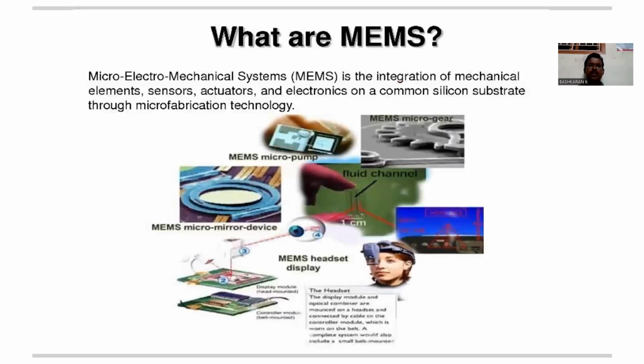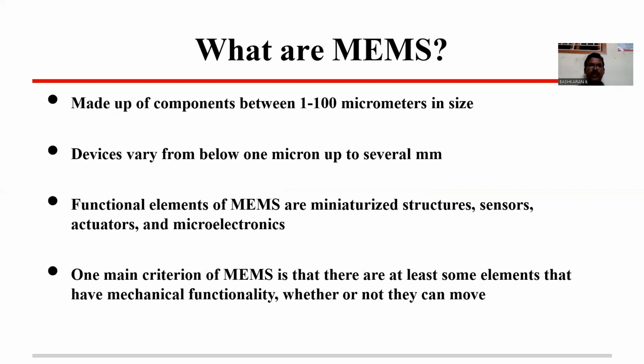This is a basic example. MEMS, that is micro electromechanical system, is the integration of mechanical elements, sensors, actuators, and electronics on a common silicon substrate through microfabrication technology. These are the basic requirements for making MEMS devices. Components are in the range of 1 to 100 micrometers in size. Devices vary from below 1 micrometer up to several millimeters.